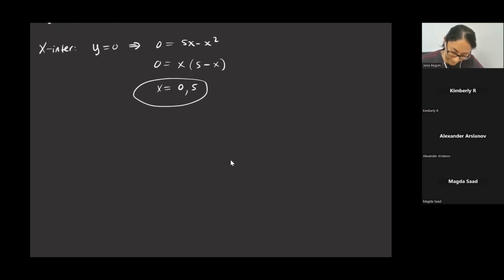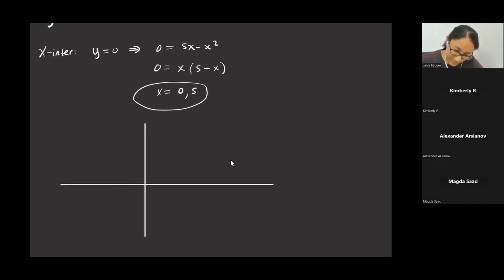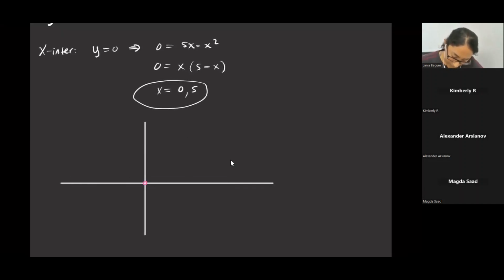If you graph it, it will look something like this. We'll go through 0, 0. That's one of the intercepts. And it will also go through 5. And you just create a parabola, right? So there is a vertex somewhere right here.